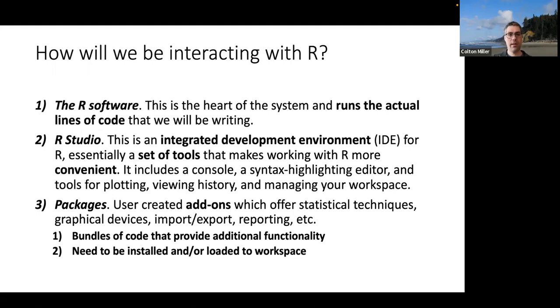We'll be interacting with R in a couple ways. In one way, really, but here are the three elements that we'll interact with. We're going to need to download the R software, which is really the heart that runs the actual lines of code. We'll be using R Studio, which is the program that we'll use to write the code and run it. That's what's called an integrated development environment, essentially a set of tools that makes working with R more convenient. You'll see that it's very easy to use. That's what we'll open, a program called R Studio. So we'll download both R and R Studio.